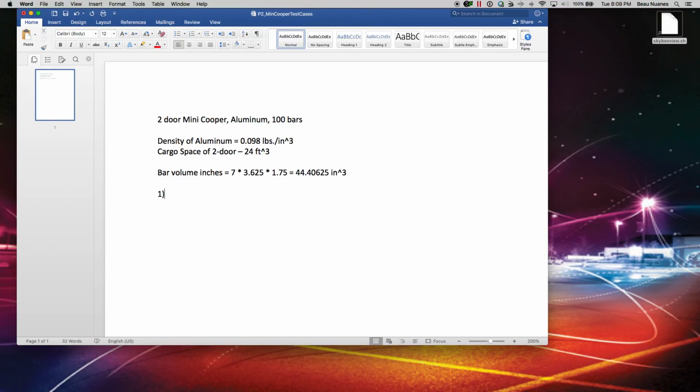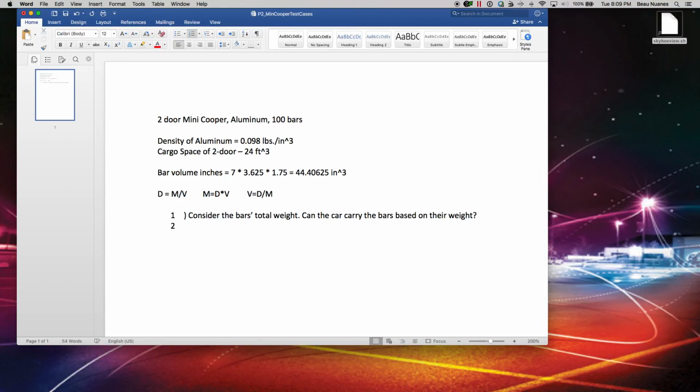Now we have our questions. Or something else to keep in mind, right? Density is equal to mass divided by volume, which written another way, mass is equal to density times volume, or volume equals mass divided by density. Just remember those equations. So, first question in the spec that we want to answer in the test cases is this: consider the bar's total weight. Can the car carry the bars based on their weight?